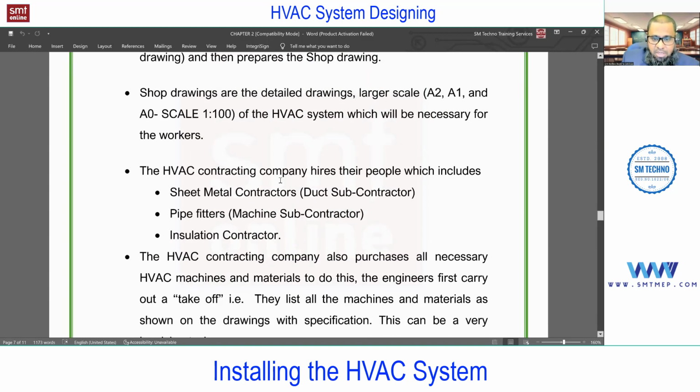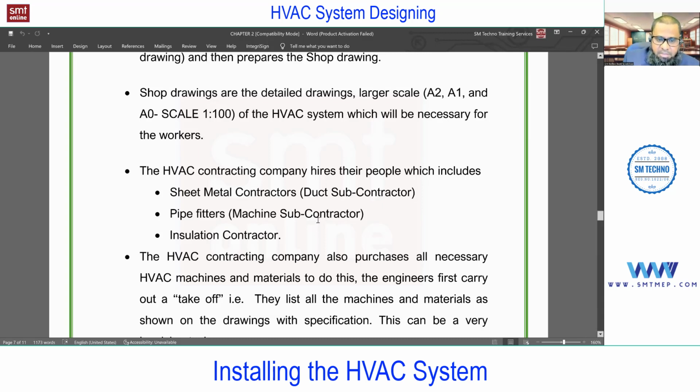Next, you see the HVAC contracting company has people, which includes the sheet metal contractor. Here I'm talking about subcontractors. You see, the HVAC contractor will hire the subcontractor, or else they may have their own team of workers. So it depends on the case. Some contracting companies have their workers on a salary basis. So whether there is work or not, they will pay the salary, or else some contracting companies, whenever they get the job, will contact the subcontractors. So as per the job, they will pay, and after that, they will not pay. They are not permanent workers for the contracting company.